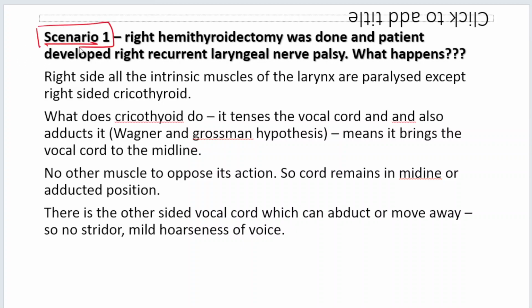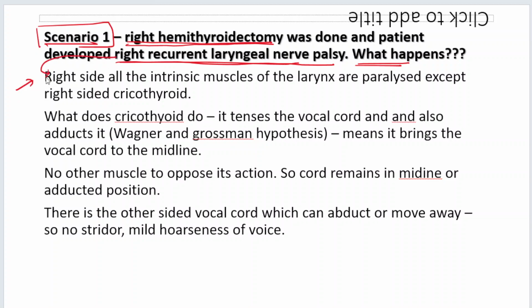In scenario 1, there was a patient with a right-sided nodule of the thyroid, a solitary thyroid nodule. A right hemithyroidectomy was performed on this patient, and the patient developed right recurrent nerve palsy. The patient is presenting with hoarseness of voice. What happens in such a scenario? Let us discuss. So the right-sided recurrent laryngeal nerve is gone.